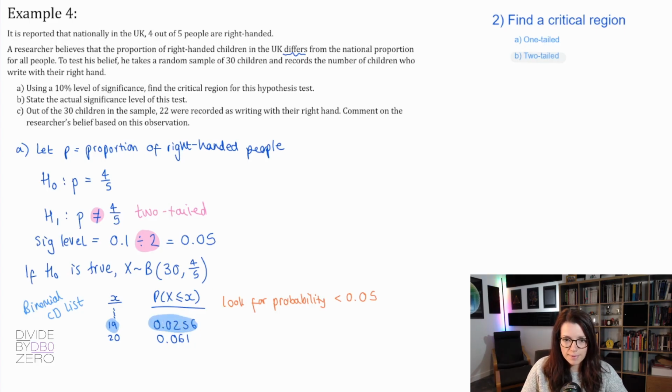So at this point, I'd probably make a note on the side to remind myself that this means the probability that X is less than or equal to 19 equals 0.0256, which is less than 0.05.